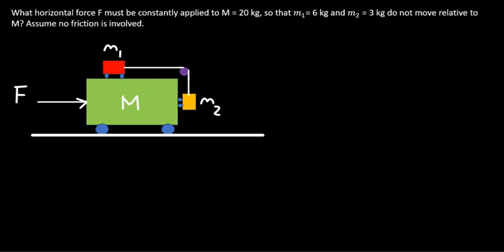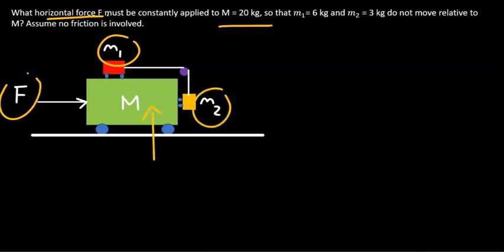Let's see how to use F equals ma to solve this particular problem. What horizontal force F, that's that one, must be constantly applied to a 20 kg object, that is this trolley right there, so that M1 with a mass 6 kg and M2 with 3 kg do not move relative to the trolley. Assume no friction is involved.